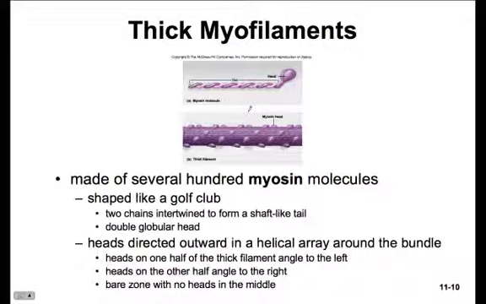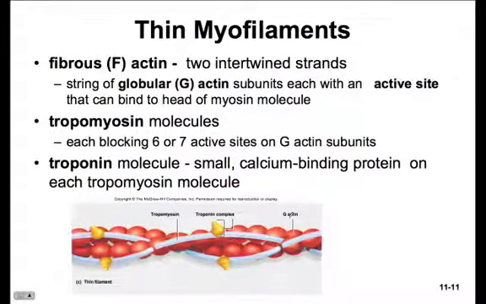They're made up of several hundred myosin molecules. Each myosin molecule is shaped sort of like a golf club. You can see the myosin molecule in the top picture. Several hundred of them come together in a rope-like form, with their heads directed outwards in a helical array around the bundle. Now let's look at the thin filaments.